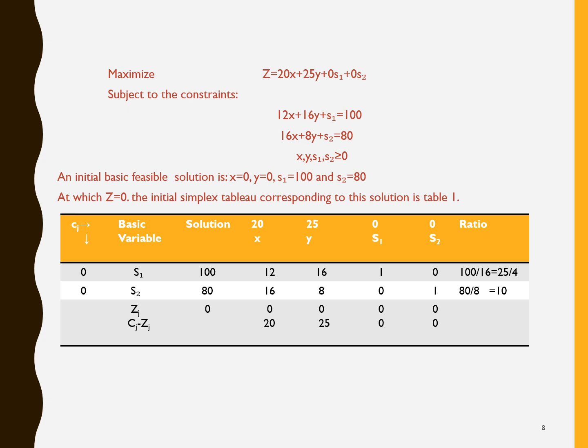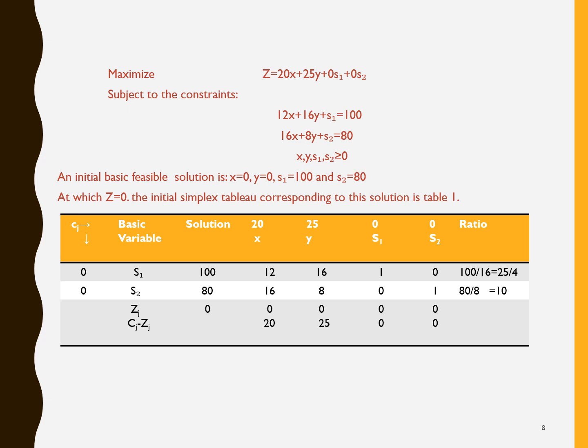Next step, how to calculate this Cj minus Zj. This can be easily found out by subtracting 0 from this 20. That makes a total of 20 minus 0, a 20. Next, we have to find out this number Cj minus Zj for column Y. How do we do this? 25 minus 0, again a 25. 0 minus 0 is a 0. Then 0 minus this 0 is also a 0. That's how we arrive at these two rows.